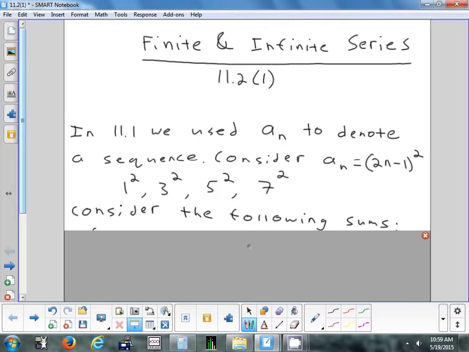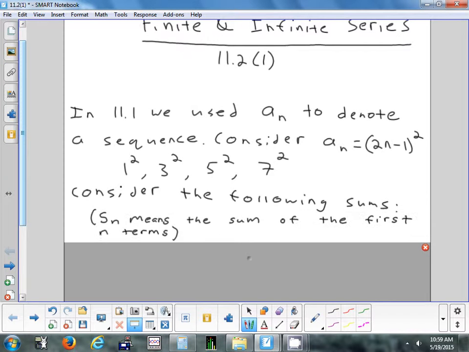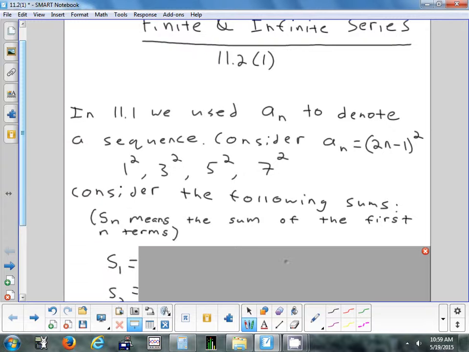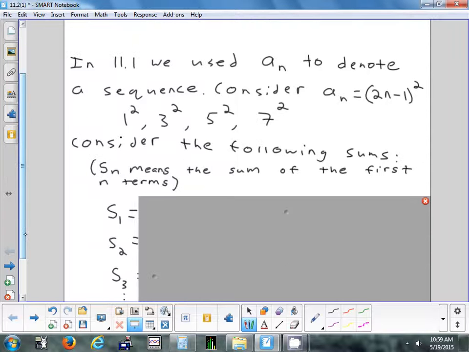Okay. So now what we're going to do is look at adding the numbers up in that sequence. And the notation we're going to use is a capital S. And the number that's going to take the place of n basically tells us how many terms we want to add up. Do you want to add up just the first term? Do you want to add up the first 2 terms, the first 3 terms? How many terms do you want to add up?